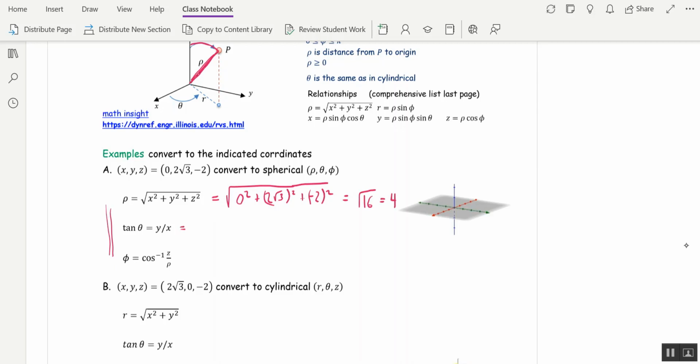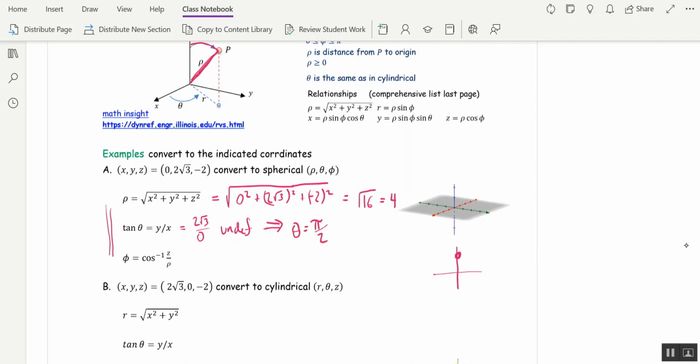Tangent theta is y over x, which is 2 root 3 over 0, which is undefined. So that means theta is going to be pi over 2 or 3 pi over 2. So again, we need to see what's going on in the xy plane. X is 0, y is positive, so theta is pi over 2.